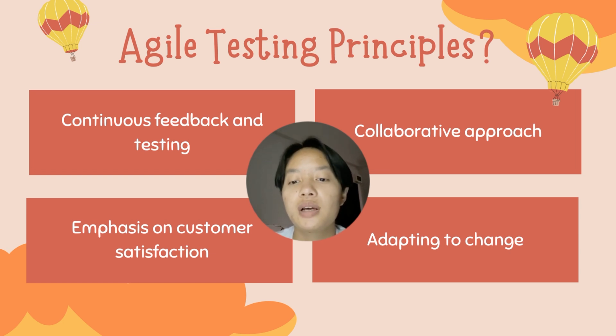Collaborative approach. Agile testing involves collaboration between developers, testers, and stakeholders. This ensures that everyone is working toward a common goal and helps to prevent misunderstanding and miscommunication.